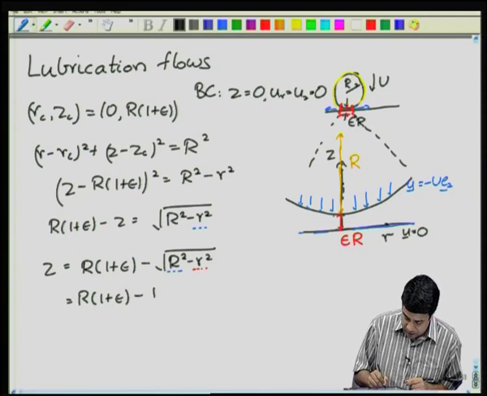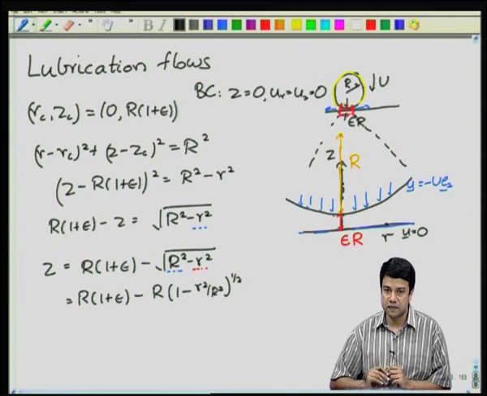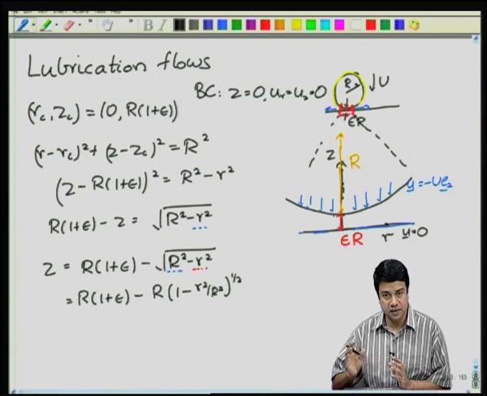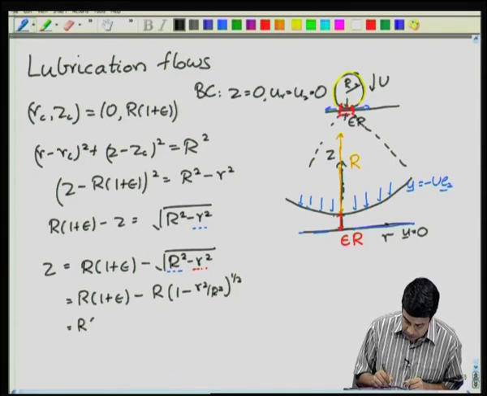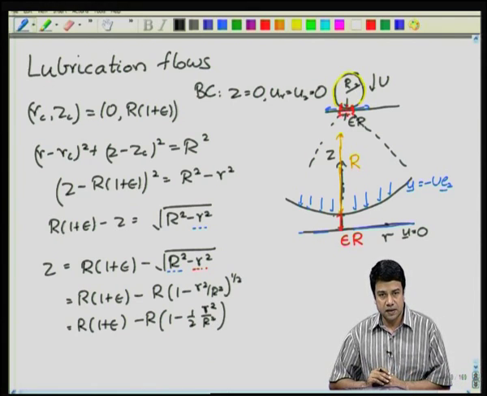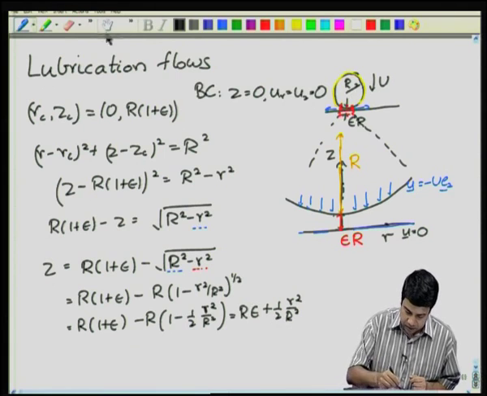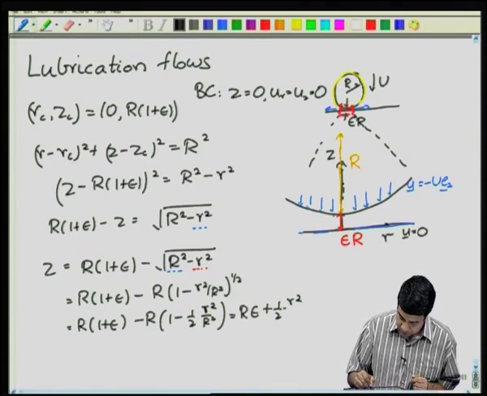R into 1 plus epsilon minus R into 1 minus r square by R square whole power half. For this 1 minus r square by capital R square whole power half, one can use a Taylor series expansion and retain just the first term in the series. 1 minus x whole power half in the limit as x goes to 0 is 1 minus half x plus terms of order x square. So, this becomes R into 1 plus epsilon minus R into 1 minus half r square by R square. And you can see that this R into 1 cancels out on both sides, and this equation just becomes R epsilon plus half r square by capital R.